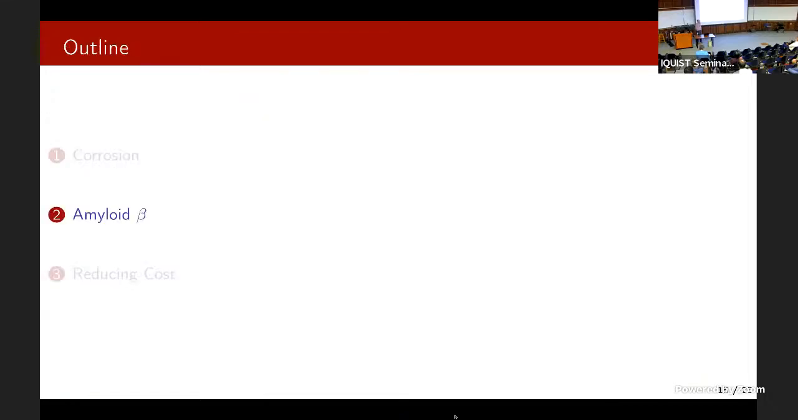All right, I'm going to move on. I'm going to go from the biggest problem of corrosion in the world to a slightly smaller problem, which results in smaller molecules and therefore smaller resource estimates. And in this next part, following amyloid beta.